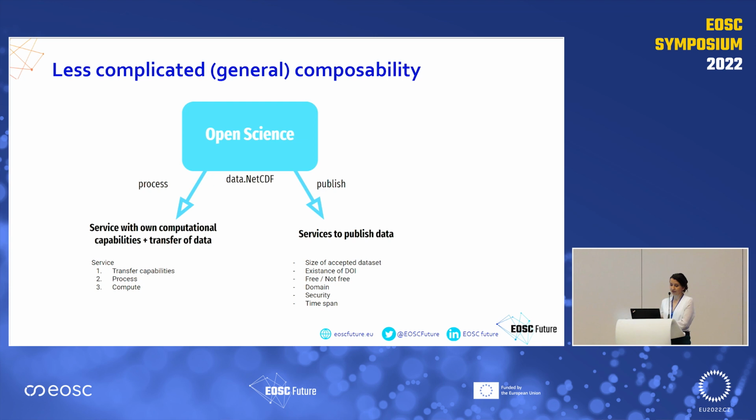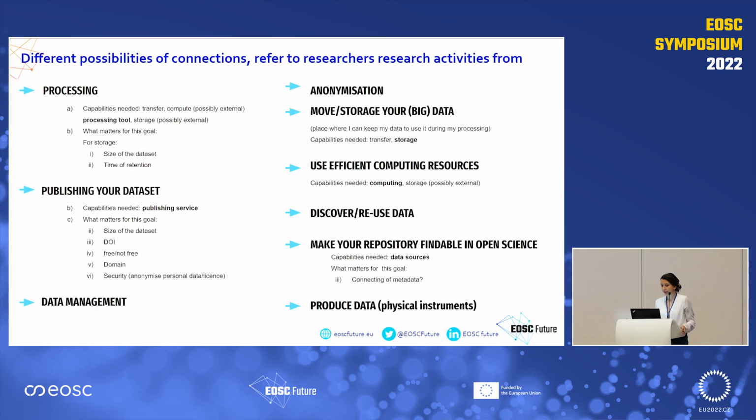When you want to publish something, there are again some things you need to ask about. So what is the size of the accepted data set, the existence of a DOI, if it's free or not free, the domain the repository is supporting, if there is a security aspect included, the time span when it will be available for you to store. All of these elements were recognized as important for the users when choosing a service that is about publishing capabilities. And these are only two less complicated workflows we are talking about.